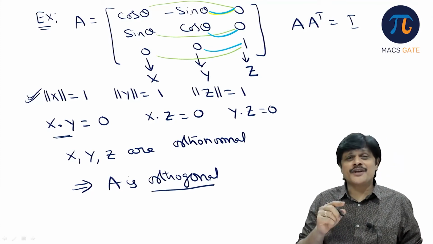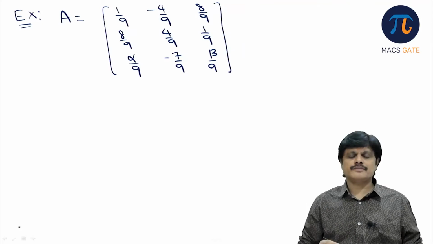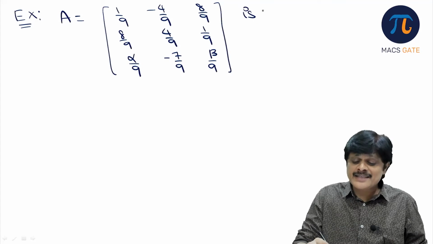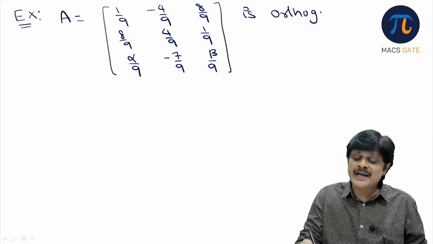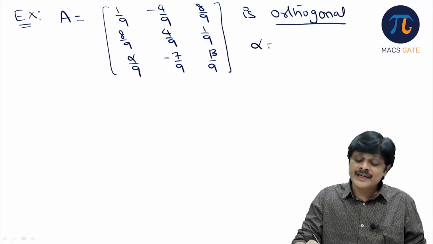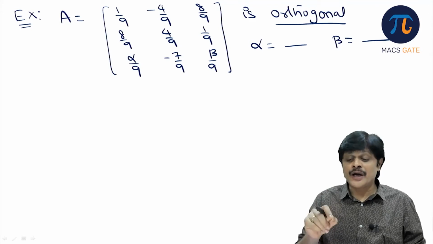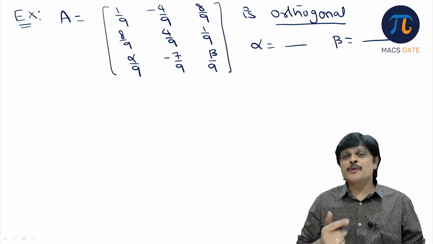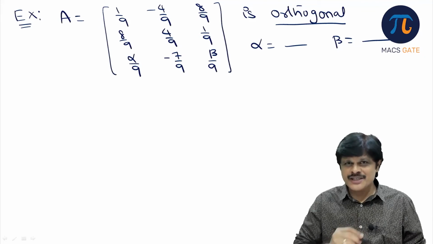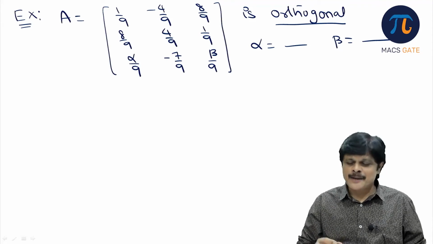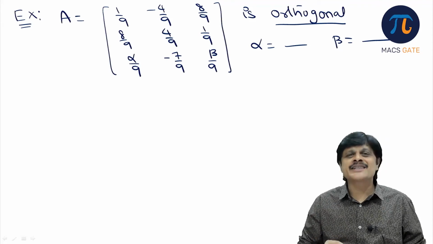Now let us see the application of this property with one example. Now look at this example. This particular matrix is given as orthogonal. He says that this matrix is orthogonal and he is asking you to find alpha and beta. So in this case you don't have to verify whether it is orthogonal or not. You know it is orthogonal. You have to find alpha and beta. Suppose you don't know this property, then you have to check A into A transpose is identity and verify. But using the property we can get the answer very quickly.